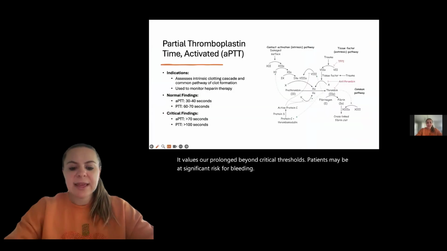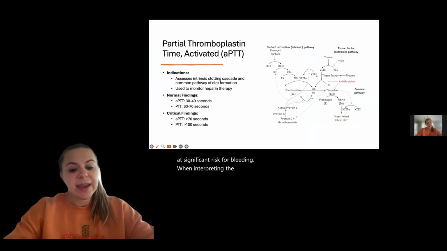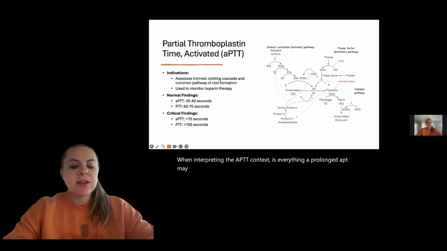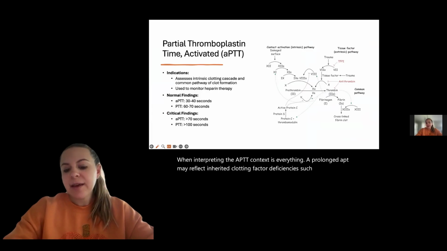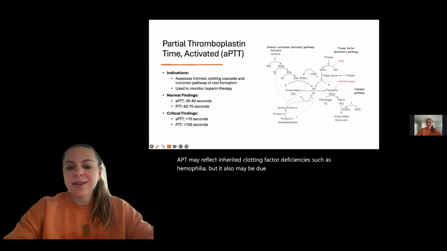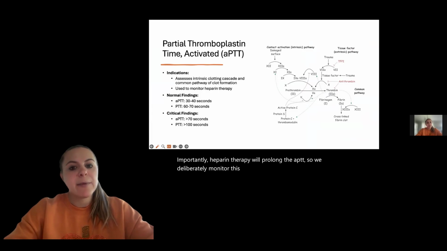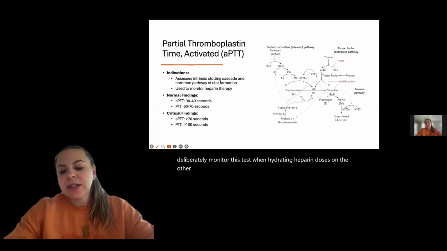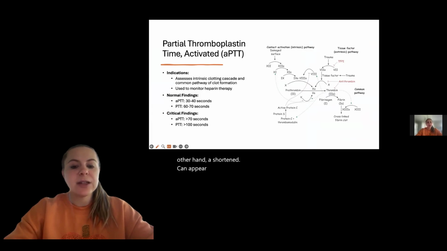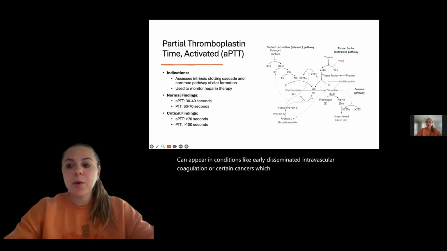When interpreting the APTT, context is everything. A prolonged APTT may reflect inherited clotting factor deficiencies, such as hemophilia, but it also may be due to acquired causes like cirrhosis, vitamin K deficiency, or disseminated intravascular coagulation. Importantly, heparin therapy will prolong the APTT, so we deliberately monitor this test when titrating heparin doses. On the other hand, a shortened APTT can appear in conditions like early disseminated intravascular coagulation or certain cancers, which may reflect hypercoagulable states.